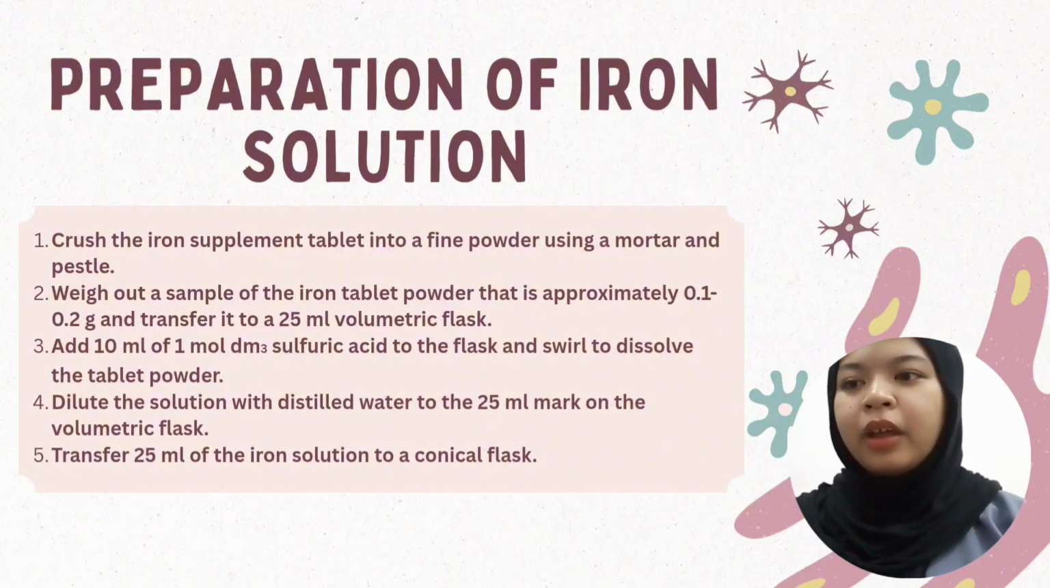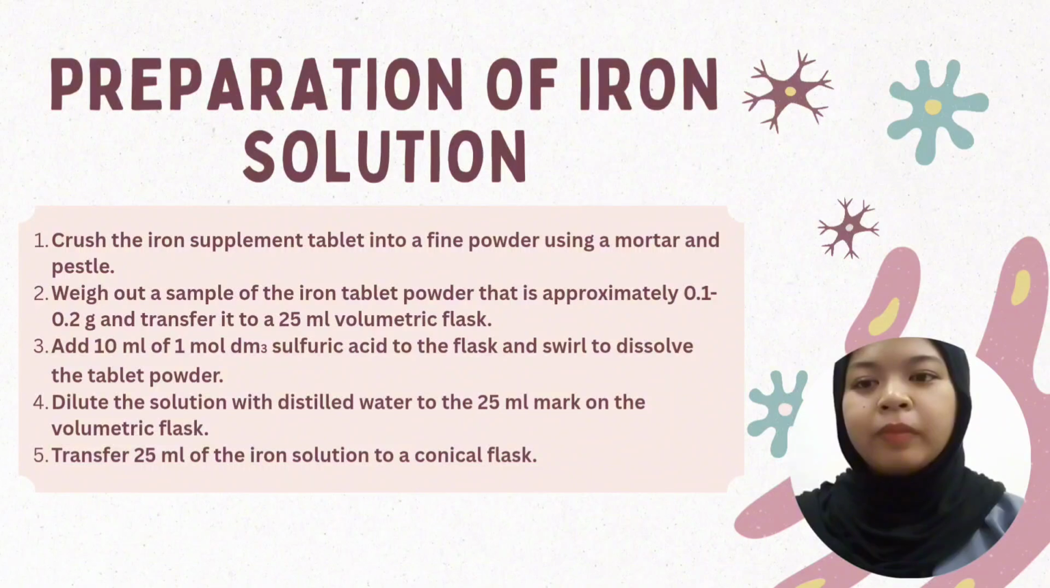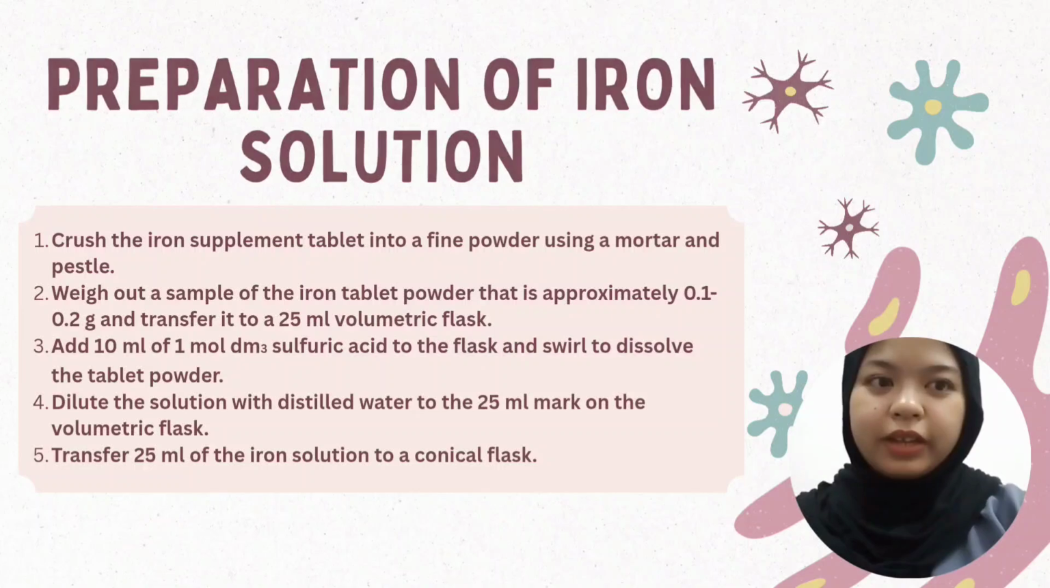Next, add 10 ml of 1 mol dm sulfuric acid to the flask and swirl to dissolve the tablet powder. Next, dilute the solution with distilled water to the 25 ml mark on the volumetric flask. Lastly, transfer 25 ml of the iron solution to a conical flask.